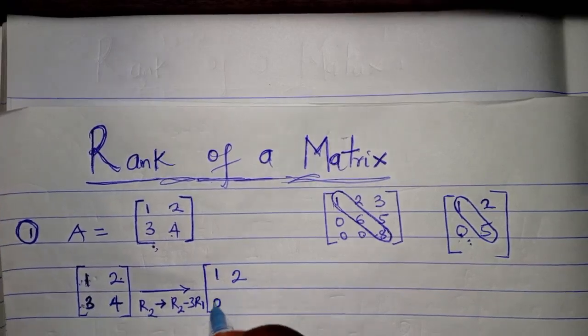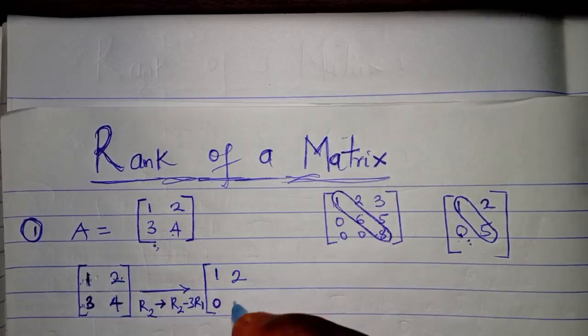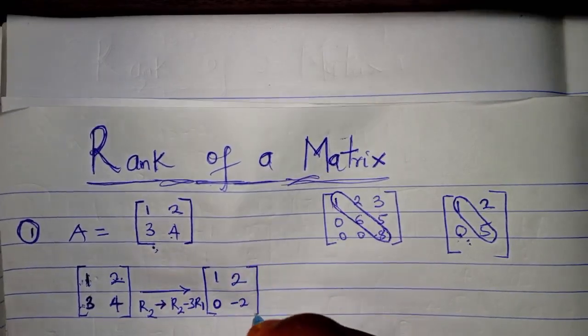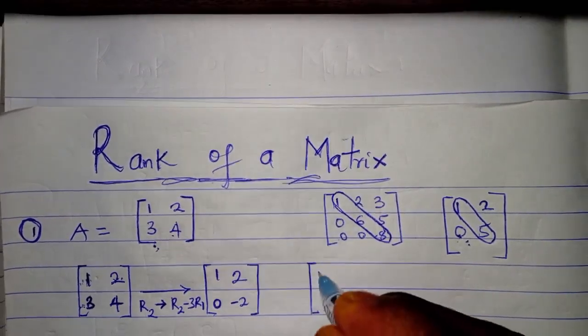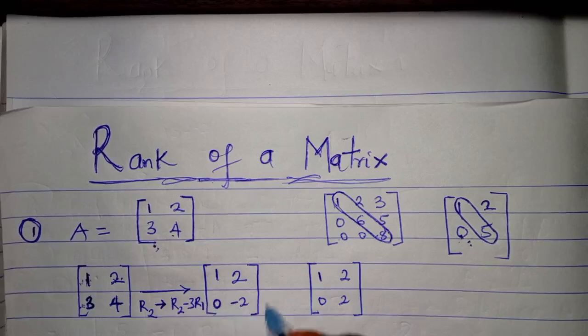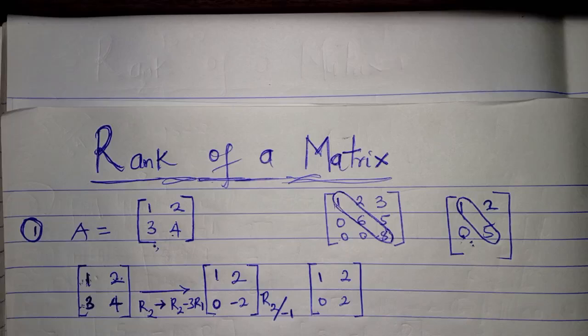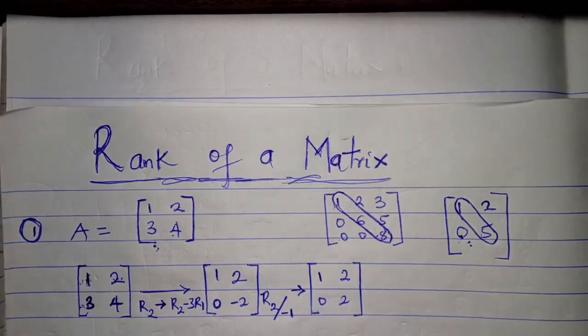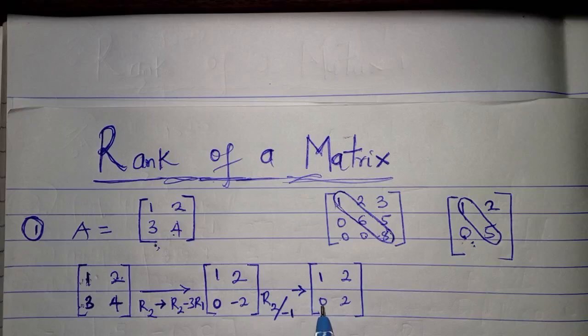So I'll put my 0 here. Multiply this by 3, that will be 6. 4 minus 6 is minus 2. That's it. I can write the matrix like this: 1, 2, 0, minus 2. It's simple because if I divide row 2 by minus 1, or I can even divide it by minus 2, I will get this matrix. You get the point? So I've converted this matrix into the row echelon form, and this is what we have.